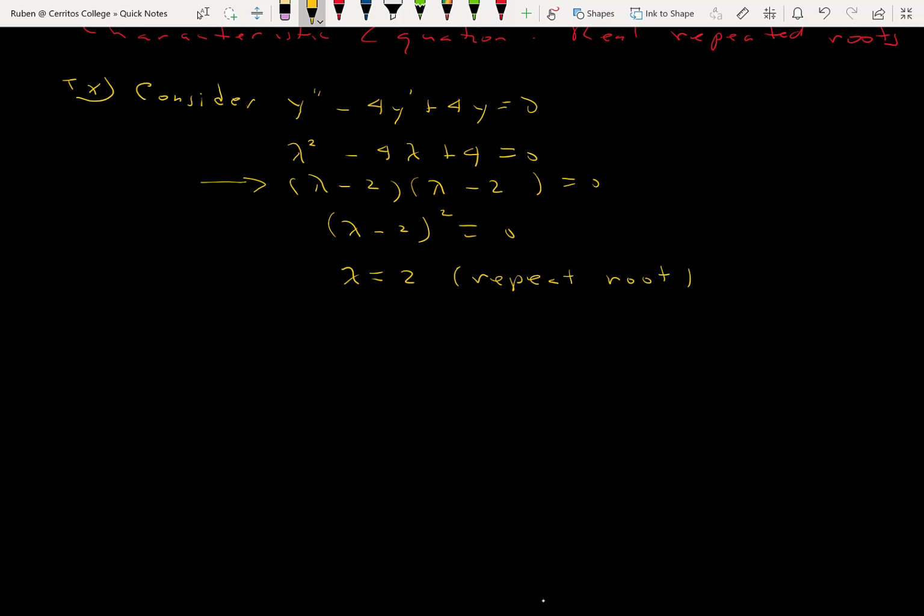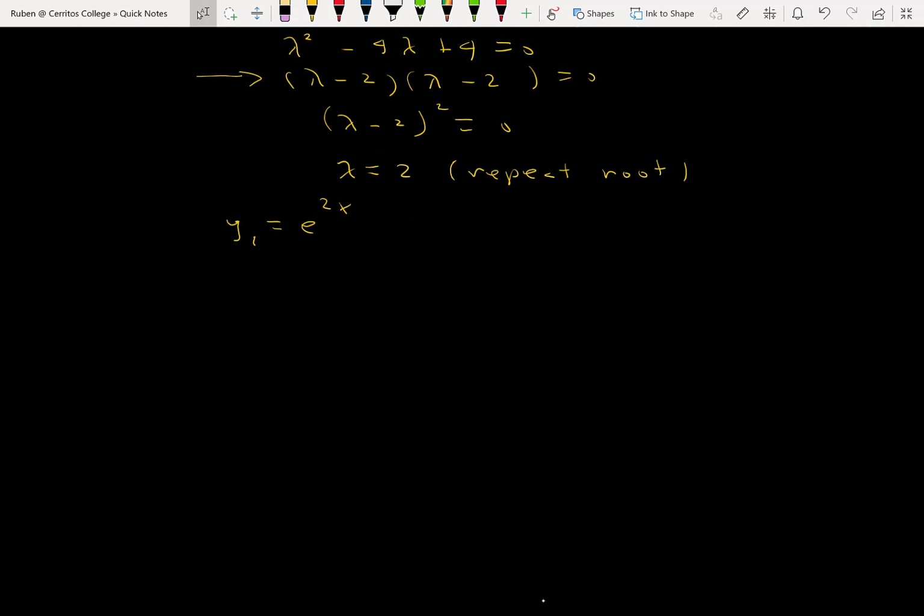So what we get in this case is only one of our two linearly independent solutions. We need another one. We need a second linearly independent solution. The second linearly independent solution can't be e to the 2x, because e to the 2x is not linearly independent with e to the 2x. They're proportional. In fact, they're equal. So what we're going to do is construct a second linearly independent solution.